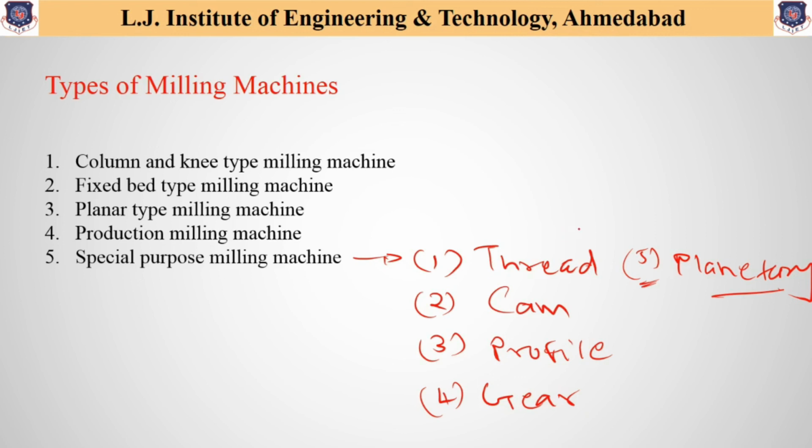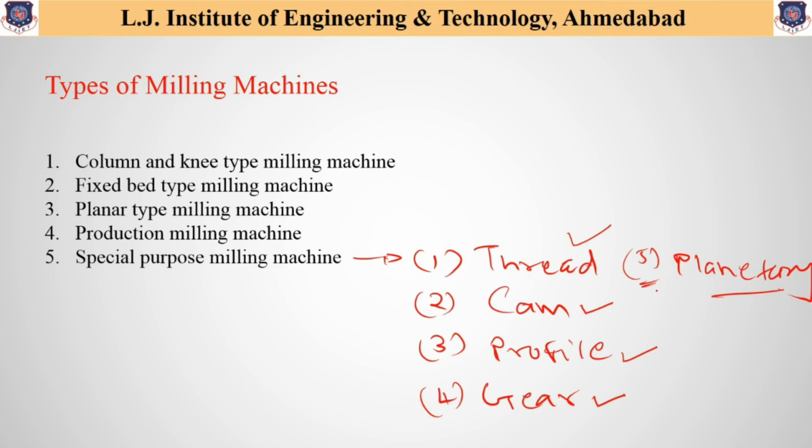So these are some examples of special purpose milling machines, and from the name we can say that if a particular milling machine is useful for thread cutting, then it is called the thread milling machine. If it is used to generate a cam component, then it is called the cam milling machine. If it is useful to generate a specific profile on the component, then it is called the profile milling machine. If a milling machine is useful to manufacture gears, then it is called the gear milling machine.